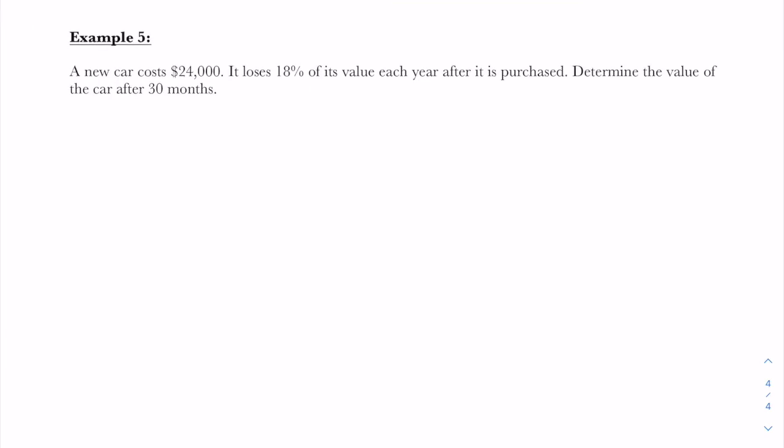All right, a car example. So imagine you buy a new car for $24,000, and we're told it loses about 18% of its value each year. That's actually a pretty realistic number. Like I said in the introduction to the video, new cars lose their value relatively quickly. So 24,000 is the initial cost of the car, A0. 18% is the decay rate. And it loses that value every year, so tau is 1 year, the time it takes it to lose 18% of its value.